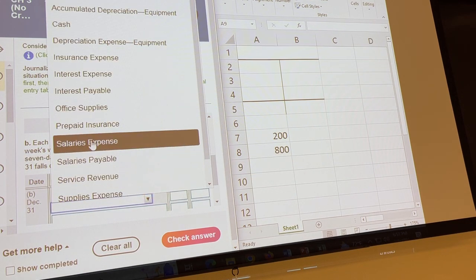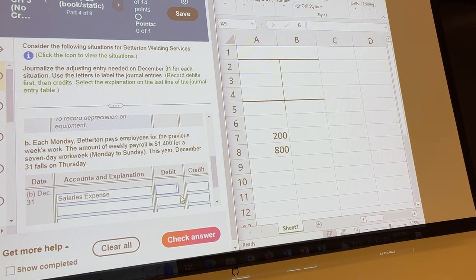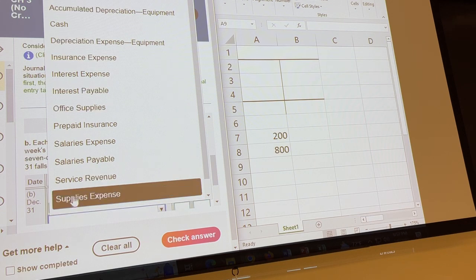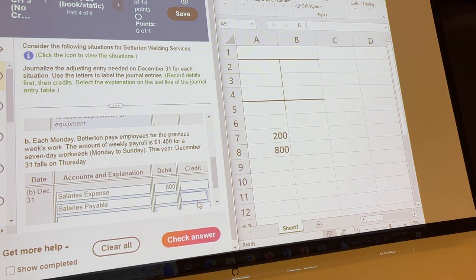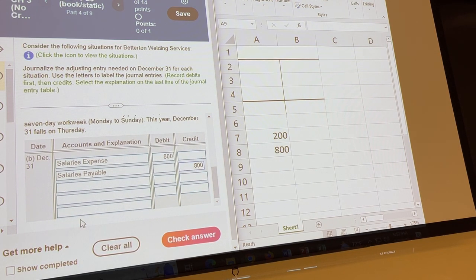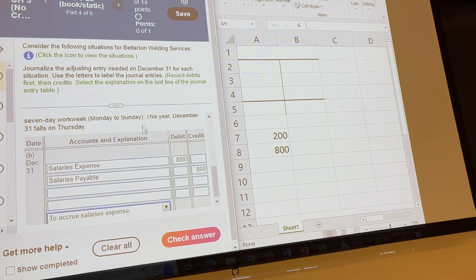So we will debit salaries expense, $800. We will credit salaries payable, $800. And at the bottom, to accrue salaries expense. So does everybody understand why we do that for 800 then? Okay. Yes.